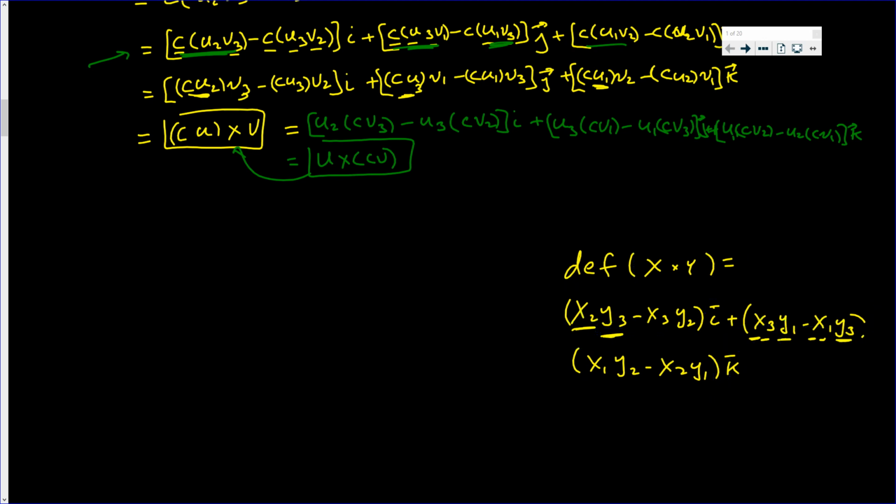Okay, so letter E. U cross U, by definition, is going to be U2, U3 minus U3, U2 in the i direction, plus it's going to be U3, V1 minus U1, V3. Sorry, U and V are the same.